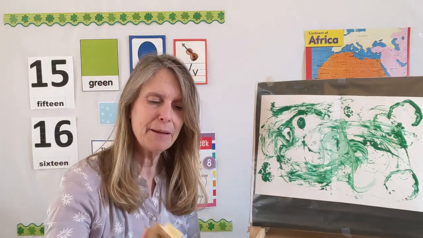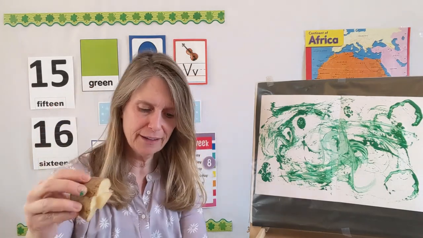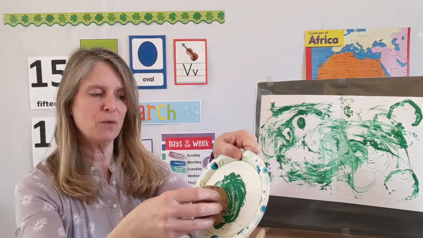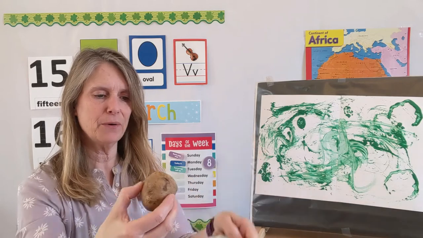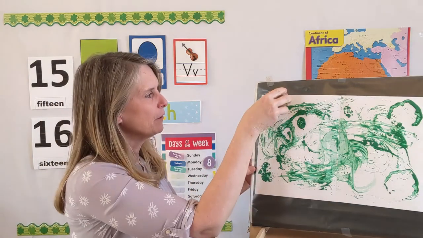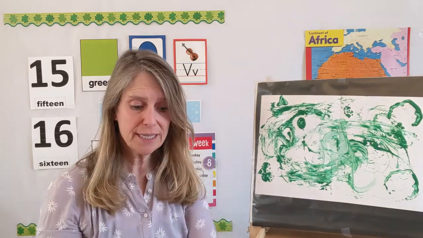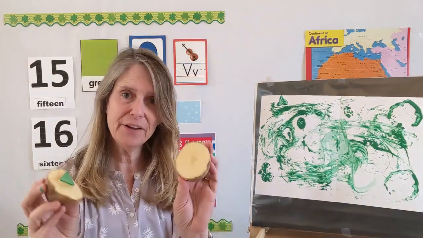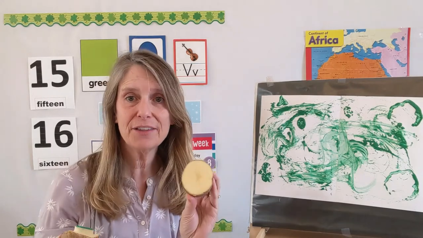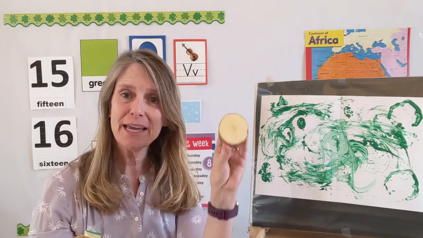And finally, I'm gonna take my potato that I carved the triangle. And I'm gonna put the triangle right into the paint and let's see if that works. Let's see if I can get a triangle. Let's see up here. It worked. So you can take a potato. I cut mine in half and you can have your grown-up carve anything you want to in there. And then you can have a stamper.